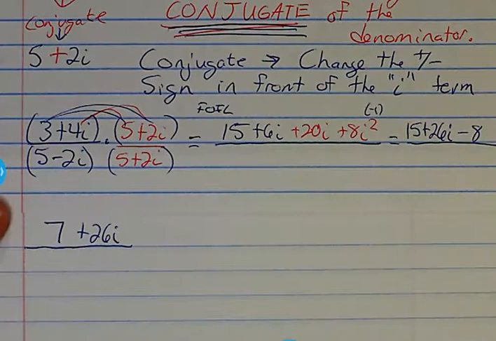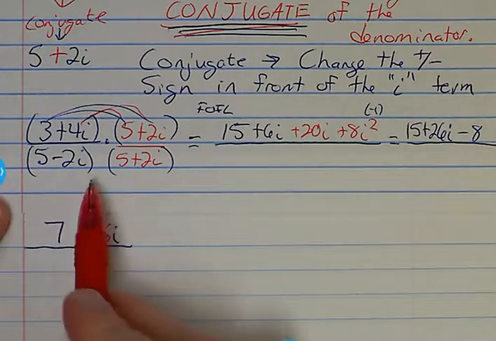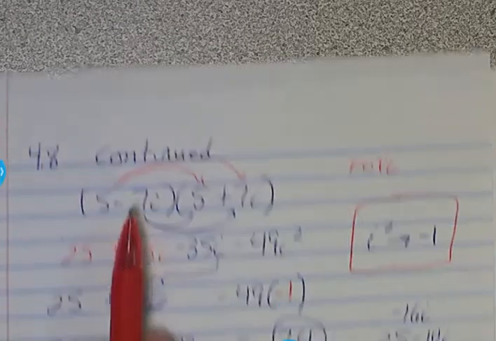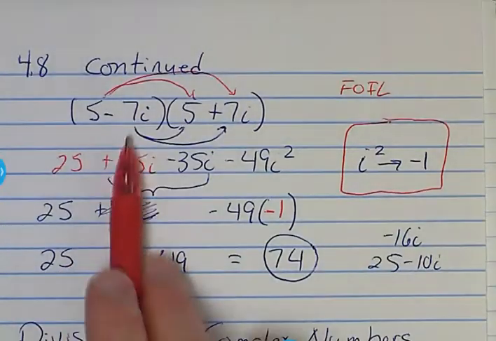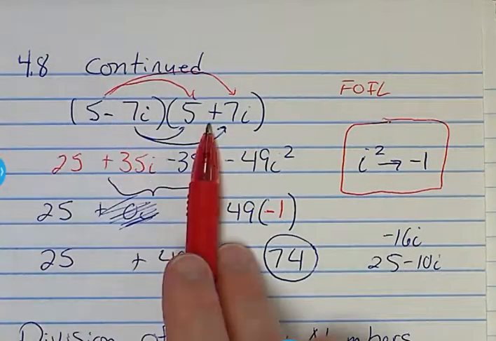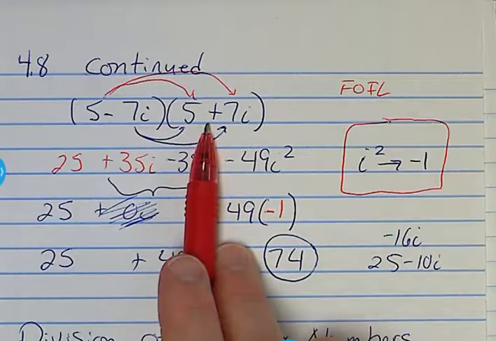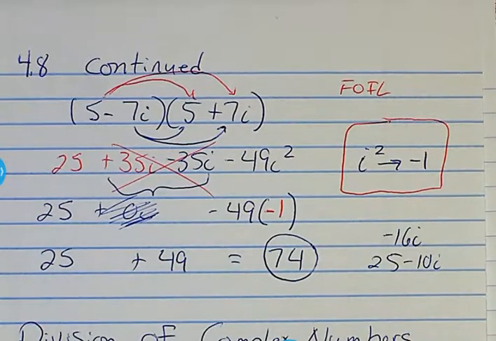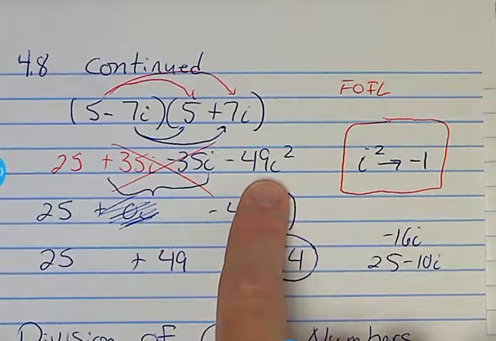Okay, now here's why we do the conjugate on the bottom. Because if these two signs are different, if you notice, back up here, let me scroll back up for just a second. These two things, that problem we just did a minute ago, that was a conjugate because we got 5 minus 7i and we've got 5 plus 7i. And when you multiply by the conjugates, these two middle terms always knock each other out every single time. And that means that the I term is going to go away. And at the end, we've got this I squared that's here.